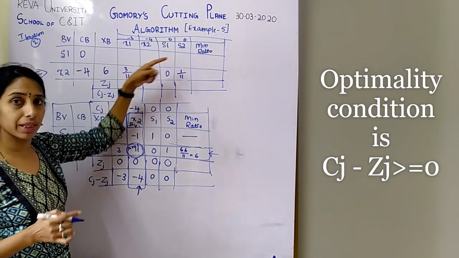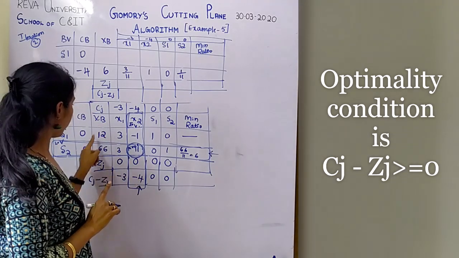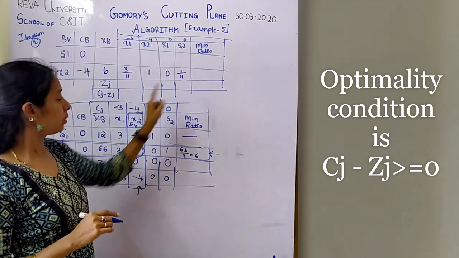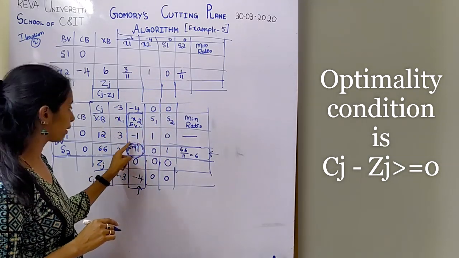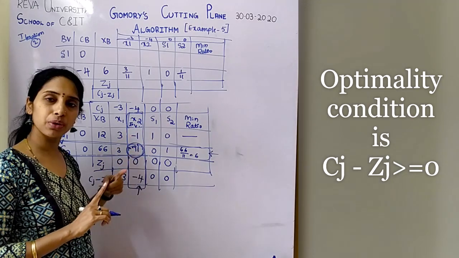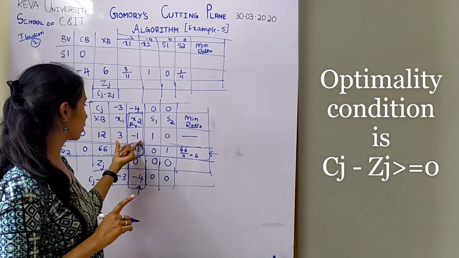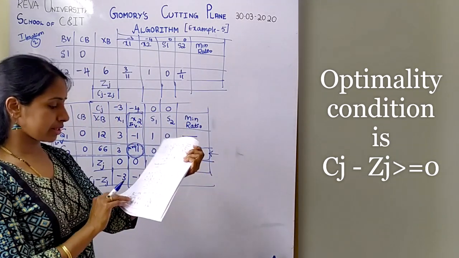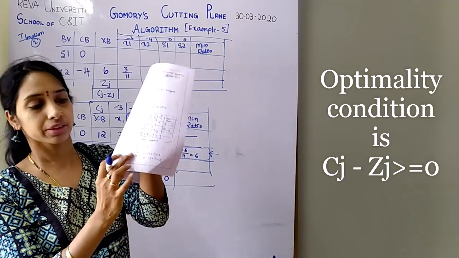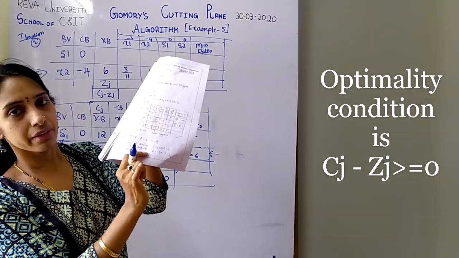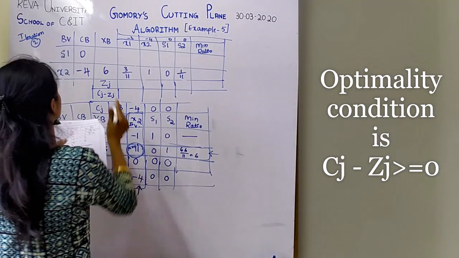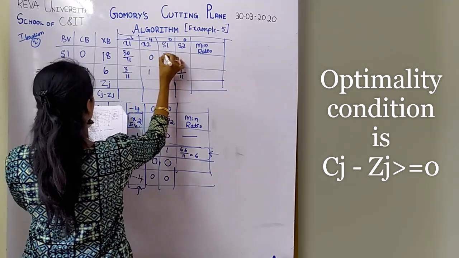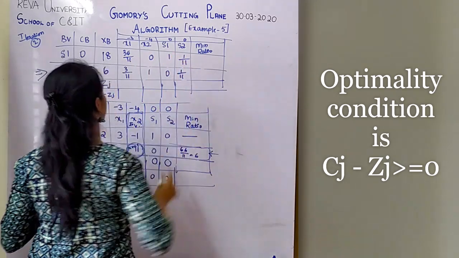How will you fill this table? Again, use the formula: old value minus new value into value in the entering column. Since you are all very familiar with how to calculate these values, I am directly writing these answers, and if you want, I will be providing these notes. So, all these details are here. Now, 18, 36 by 11, 0, 1, 1 by 11.